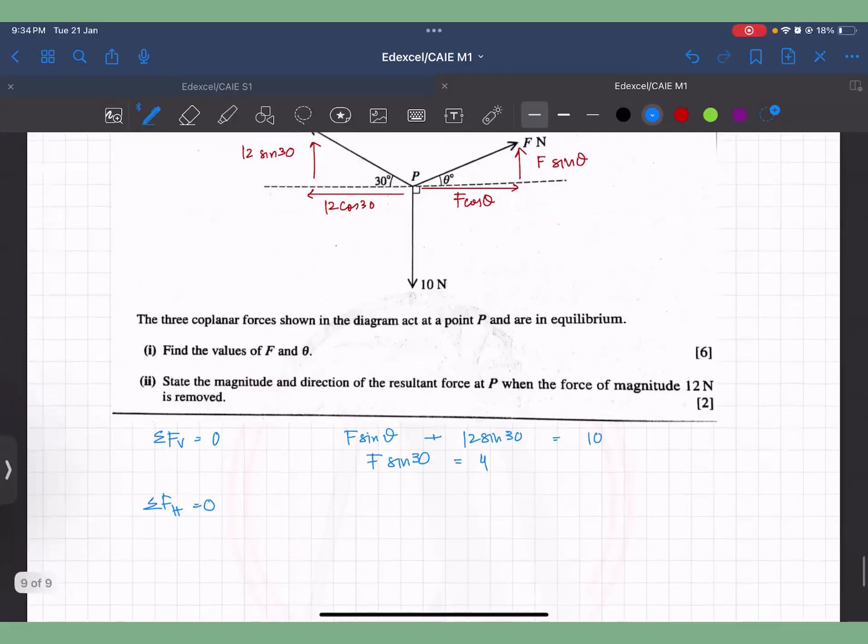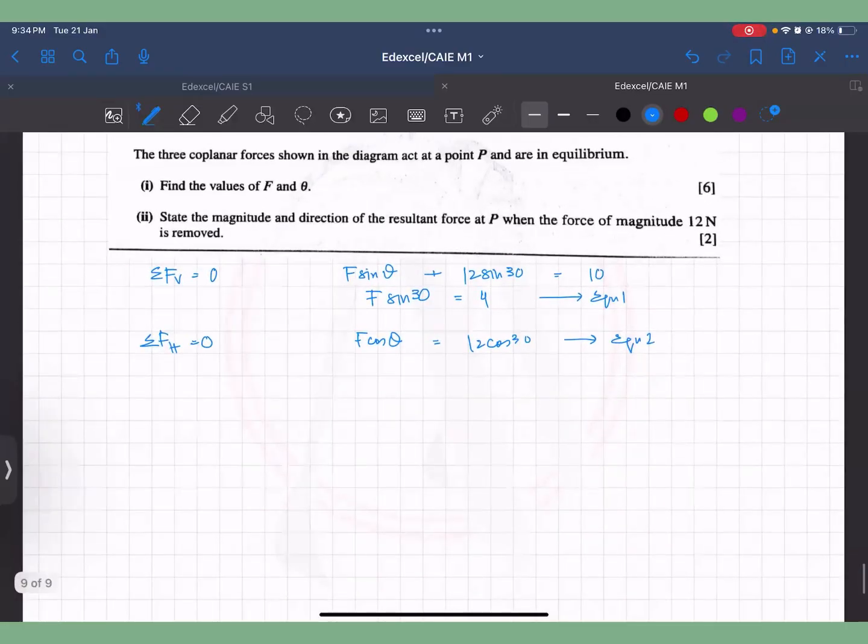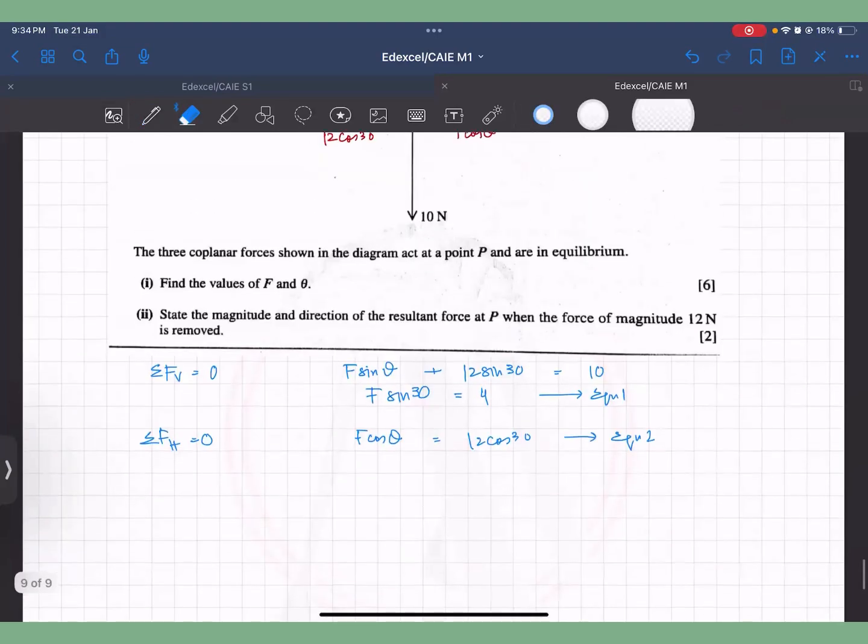Now you form the other equation. To the right side, you just have F cos theta, and on the left side, you have 12 cos 30. So this is your second equation, and the other is your first equation. You have both of them. You divide both the equations. This is another way I told you. Sorry, this was F sin theta.